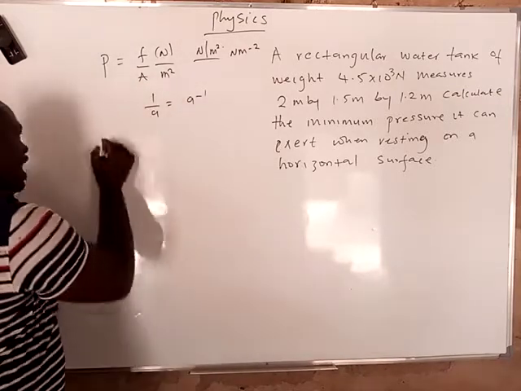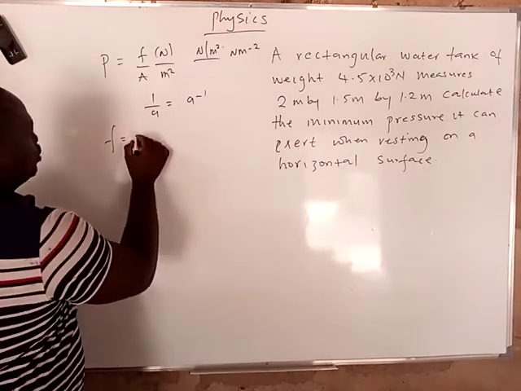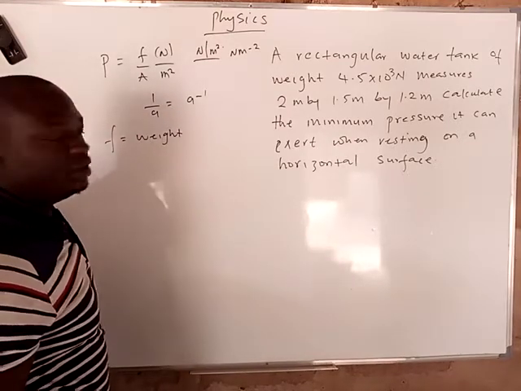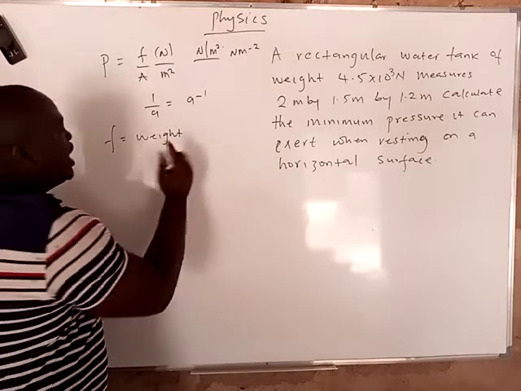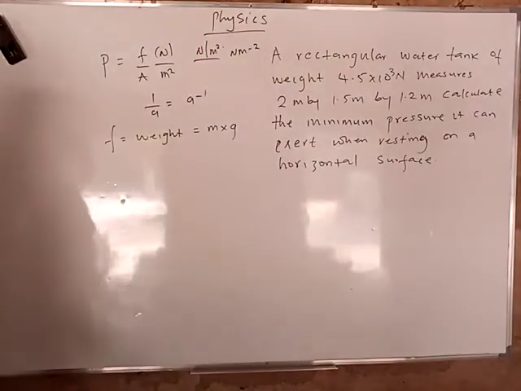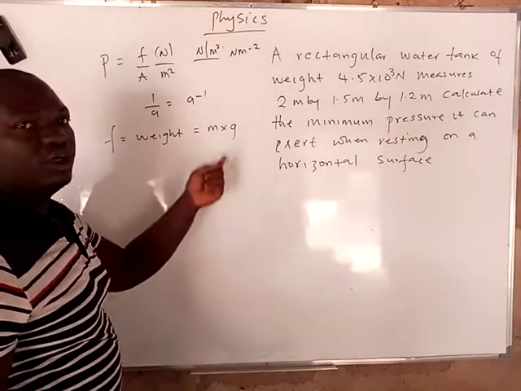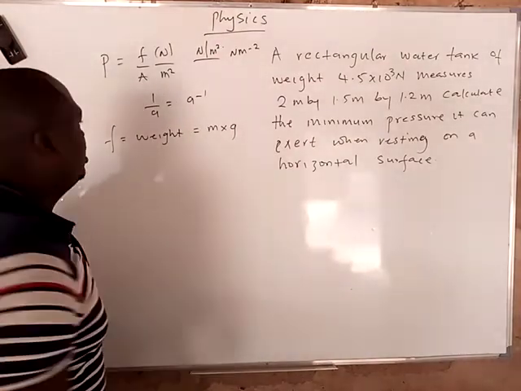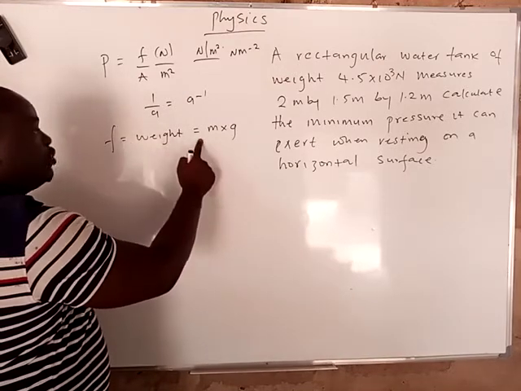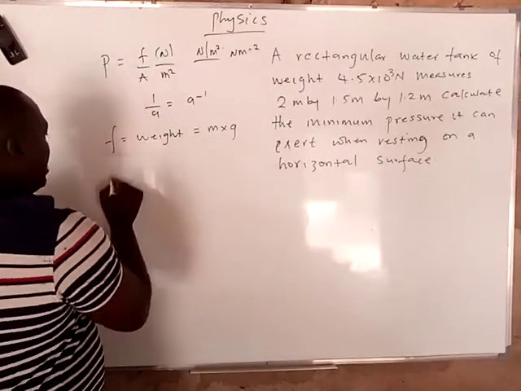Now, I want you to know something very important. Force is the same thing as what? Weight, because weight is measured in what? In newtons. Now, weight is the product of what? Mass times acceleration due to gravity. And I want to use this to formulate another formula for pressure. If force is equal to weight, and like I said, weight is also the product of mass times acceleration due to gravity.